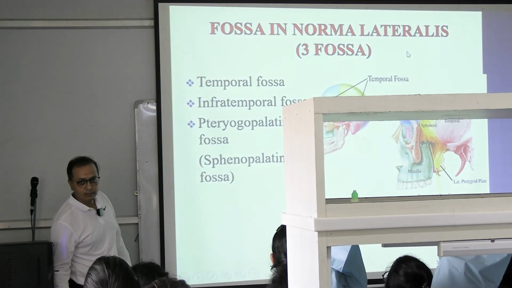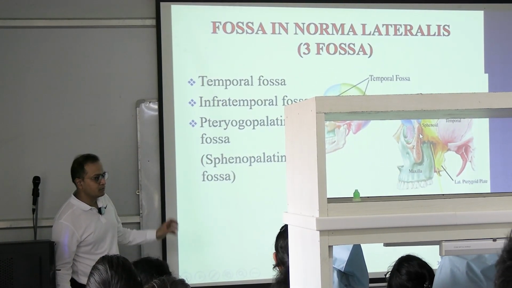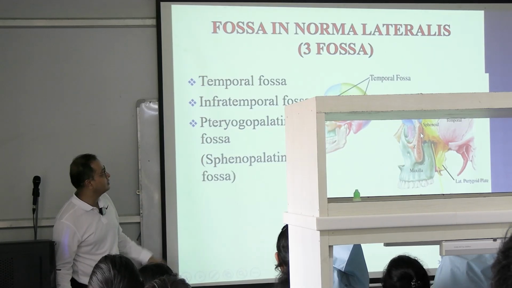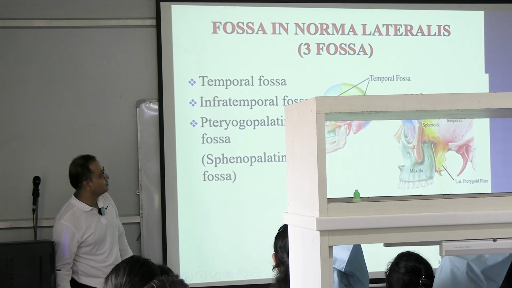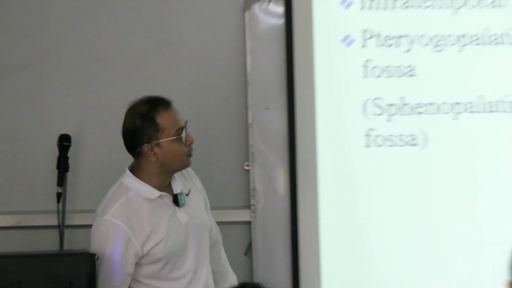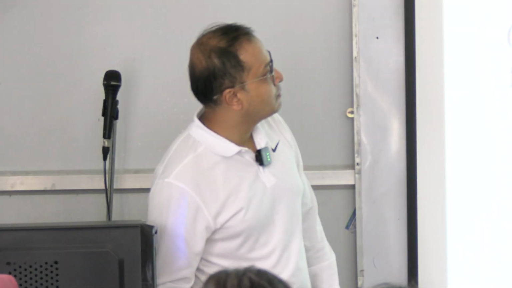Okay, clear? Now, the other thing which I am just going to briefly introduce here is what we call spaces or fossae. We have these lines, we call them temporal lines, superior temporal and inferior temporal line. Here we have the space below the temporal line, we call it the temporal fossa. The temporal fossa is occupied by muscles. What muscle? Temporalis. Deep to the temporalis muscle we have pterion. Deep to pterion, the middle meningeal artery.